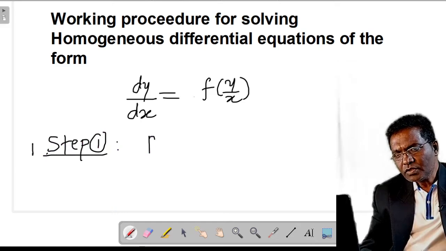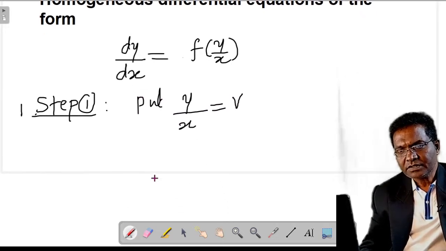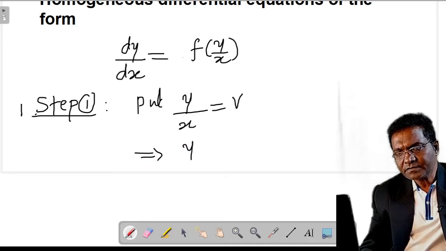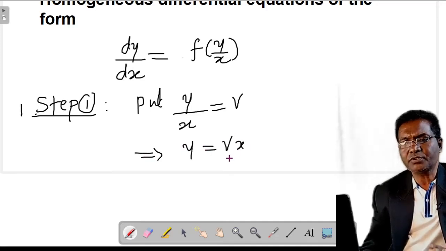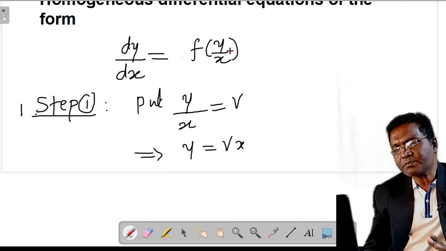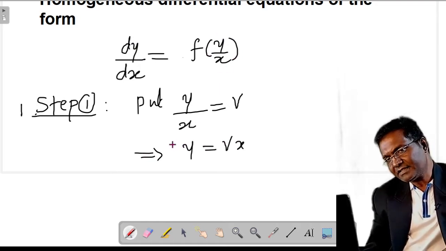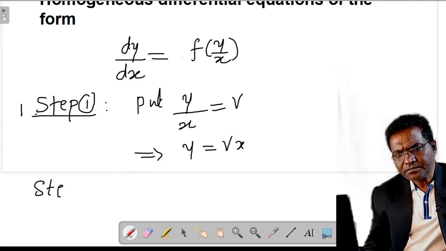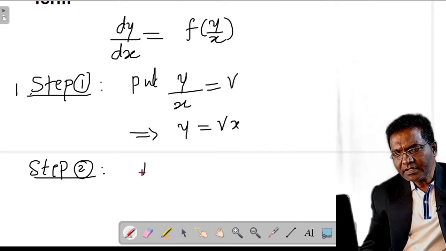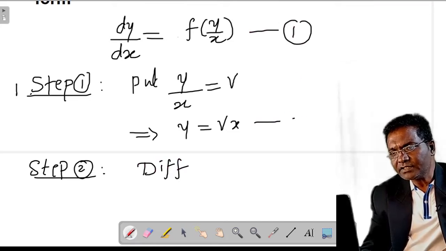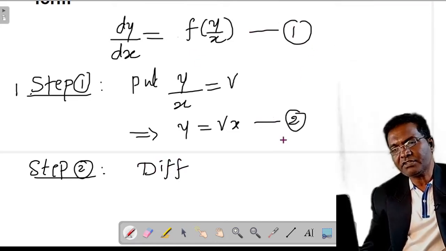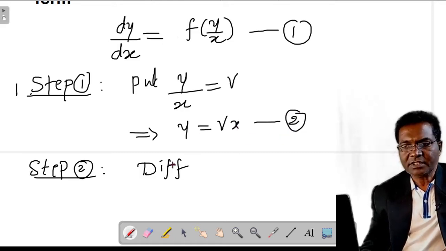Step 1, put y by x is equal to v. That means y is equal to vx. You have to make this substitution if the given differential equation is expressed in this form, f of y by x. Step 2 is differentiate this. I can call this your equation 1 and this your equation 2. This is the given differential equation and this is your substitution.